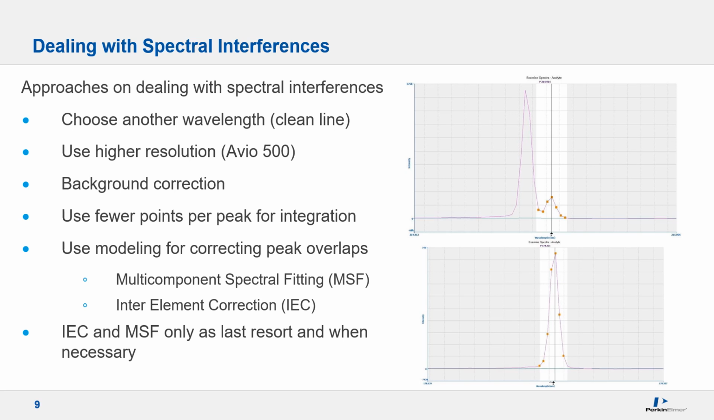If you are running an Avio 500, you also have the option of increasing the resolution from normal to high. Increasing the resolution will offer more space between the peaks. This may offer enough space to resolve two peaks emitting close to each other. If you have an Avio 200, you always operate in high sensitivity mode by default.